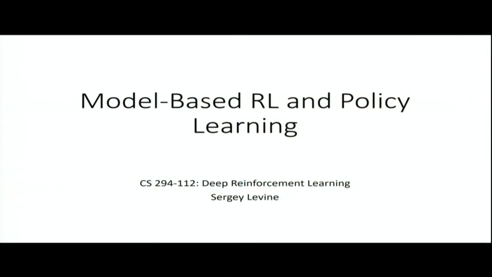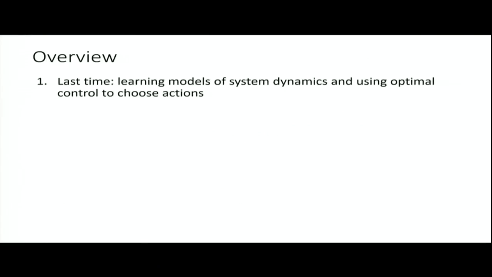But today we're going to talk about model-based RL and policy learning. So last time we talked about how we can learn models of dynamics and then use optimal control to choose actions. And we very briefly discussed how we could also use learned models to learn policies directly so that we don't even have to do any planning at test time. And today we're going to get a lot more into this topic of how we can learn policies from models.